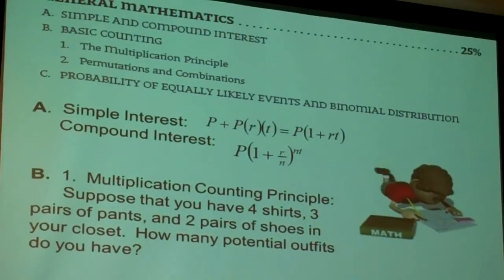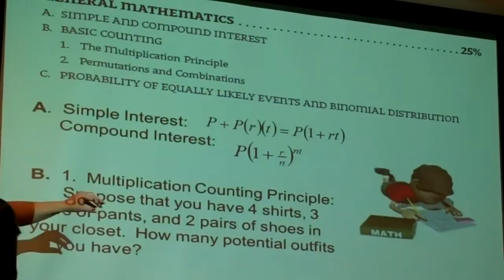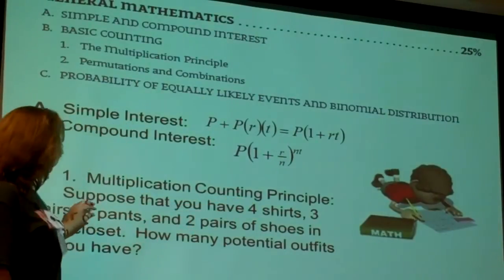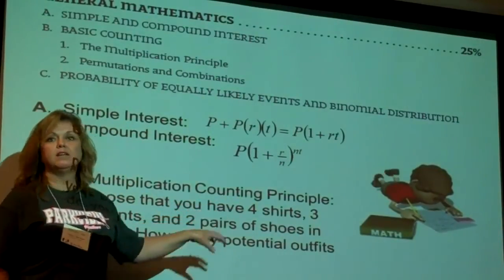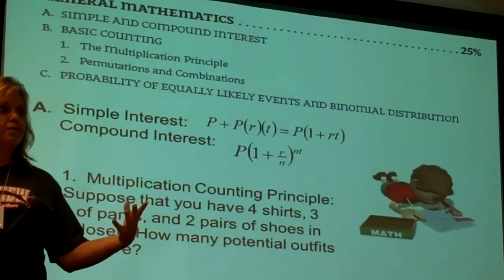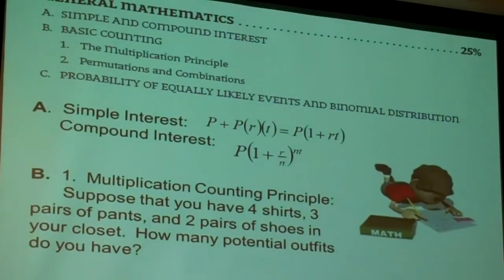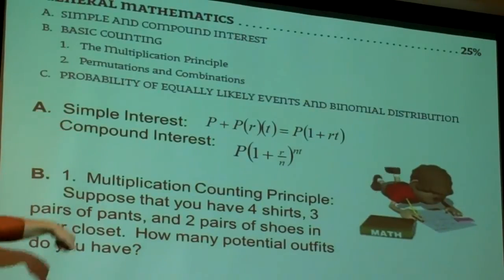Multiplication counting principle tells you: if you have this many of this event, this many of this event, and this many of this event, then simply multiply the numbers together, and that's how many total events you have. Okay? That's the multiplication counting principle. All right, going back to simple interest and compound interest. These formulas are also in your little handouts.